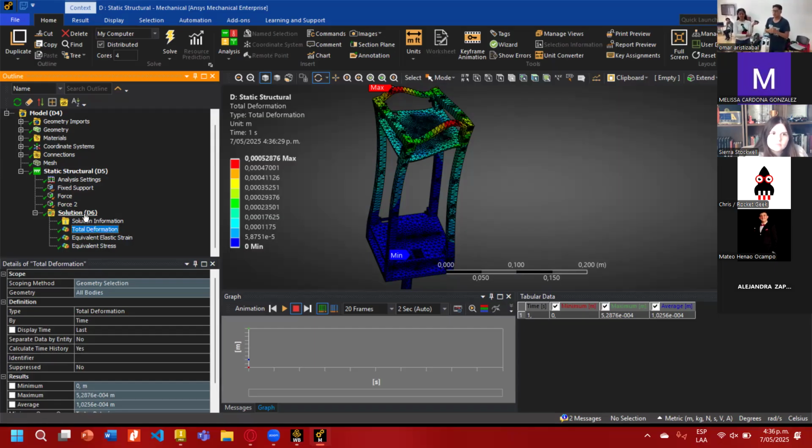Yeah. And as you can see on the screen, there is the analysis that the team did in order to determine if this structure will handle the forces very well.